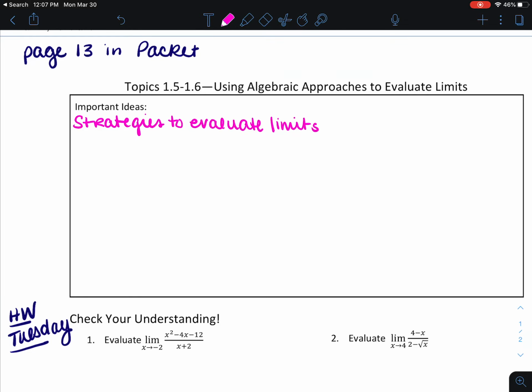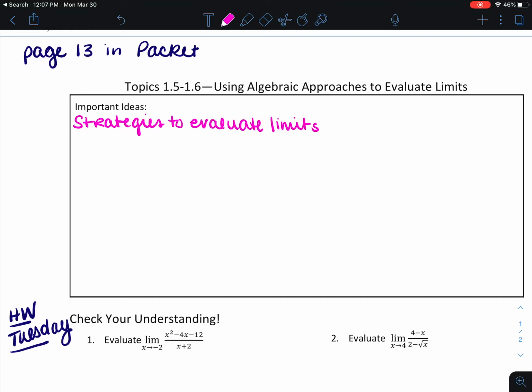Good morning. So today what we're going to be working on is page 13 in your packet. For those of you who do not have the packet, please find this attached to the Google Classroom link. And so this is affectionately called the Sarah box in period 1 because Sarah just loves filling this out.